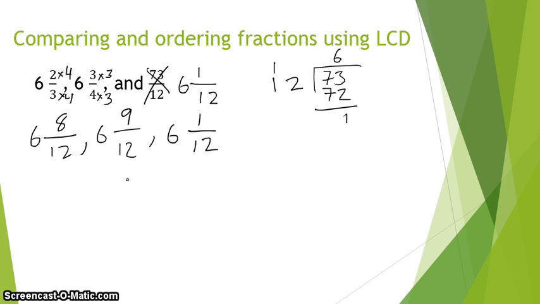And now since all of my whole numbers are the same, all of my denominators are the same, I can just compare the numerators. So 1/12 is the smallest. If I'm going from least to greatest, I'm going to write 6 and 1/12 first. Then 6 and 8 over 12 is next. And then 6 and 9 over 12 is next.